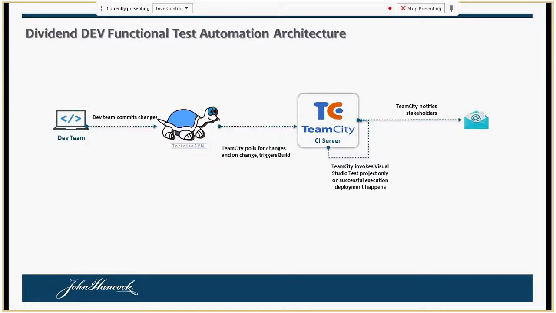Just going over a few things. This is the architecture for Dividend, where we had the unit test automation script. Once the dev team checks in the code, the TeamCity build gets triggered, and it also invokes the Visual Studio test project in parallel. Only on successful completion of the unit test checking does it make a deployment. If there is any issue encountered, it immediately notifies the stakeholders.